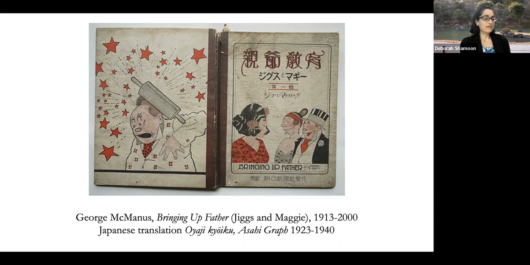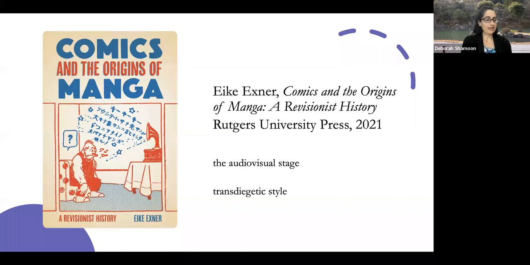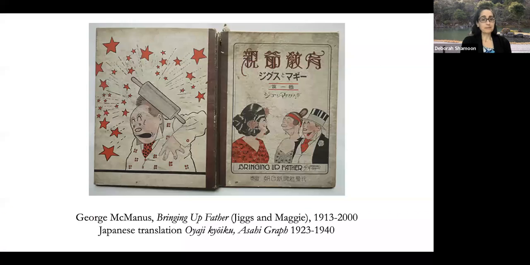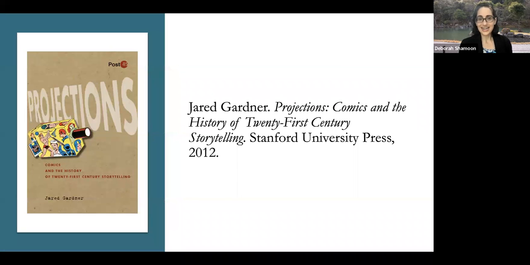The division of narrative into frames and the audiovisual stage developed in Europe and the United States in the 19th century, as Echner explains in his book, at the same time as the technologies of recording sounds and images. And Jared Gardner, who I think many of you know and may be listening to this talk, he writes that the comic strip, quote, "is a form of storytelling that simply did not exist before the 20th century and could not have existed without the daily audiences and publication schedule of the newspaper."